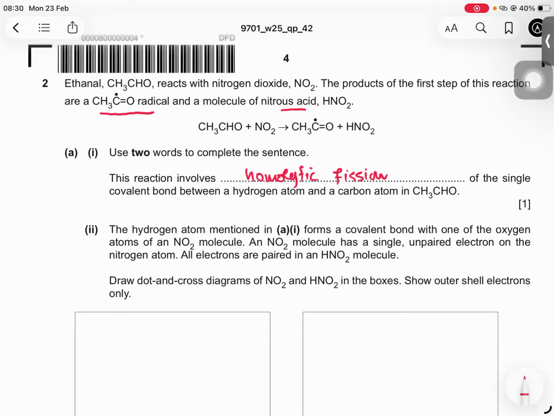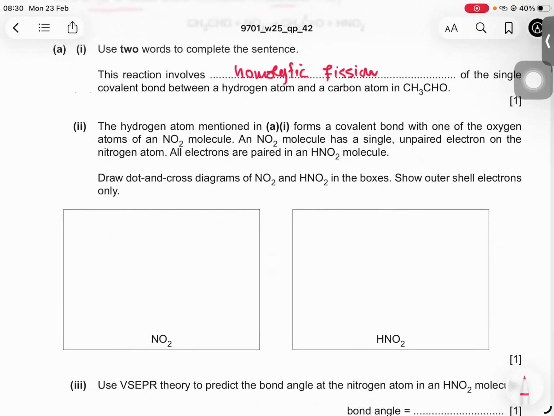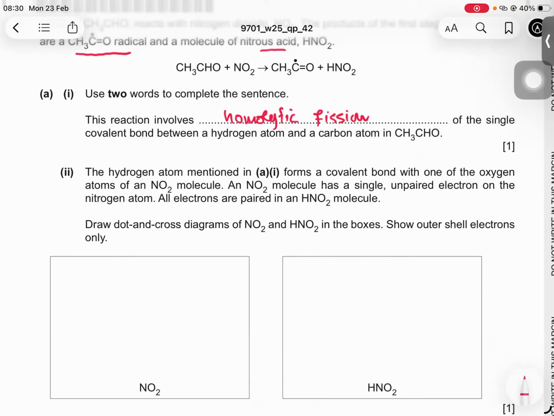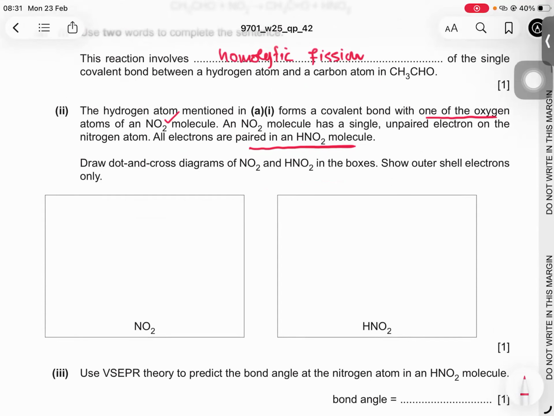So homolytic fission takes place, and as a result the hydrogen atom mentioned forms a covalent bond with one of the oxygen atoms of NO2. So hydrogen has to bond with oxygen. Please mind this: an NO2 molecule has a single unpaired electron on the nitrogen atom. All electrons are paired in the HNO2 molecule. Dot and cross diagram for NO2. So keep in mind two things. The question gives a hint that hydrogen must be bonded with oxygen.